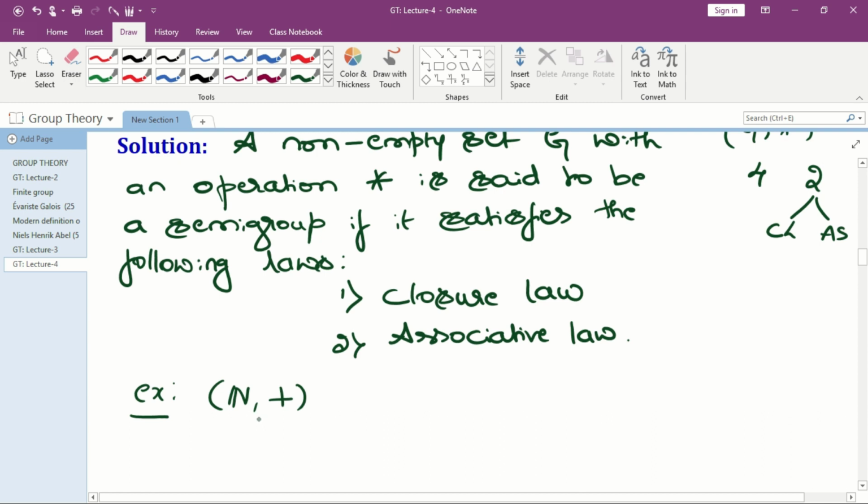So we shall check whether it satisfies only two laws. N plus satisfies closure law because the sum of any two natural numbers is also a natural number. Similarly, it satisfies associative law. And the next law is identity: whether it contains an identity element. For example, if we take a natural number 10, what is the number we should add so that we get 10? That number is 0. So 0 is the identity, but 0 doesn't belong to N. Therefore, identity law fails. Therefore, N plus is a semigroup, but it is not a group. So one example we have given.